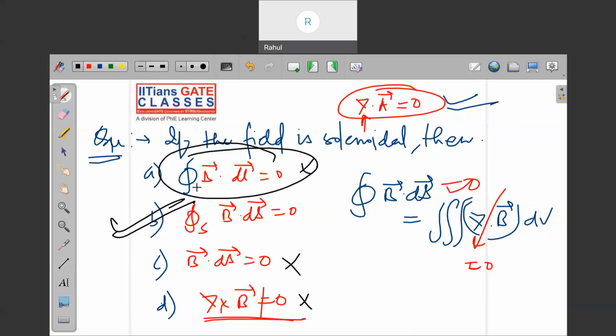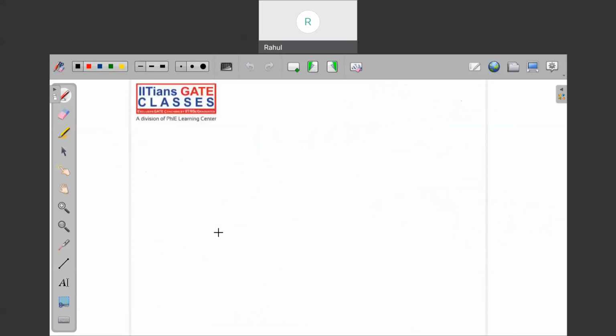If the field is conservative, then option A will be correct, right? But in this case, option B is going to be correct. I hope this is clear. So this kind of question you can expect from vector calculus, right? I hope everything is clear for everyone.